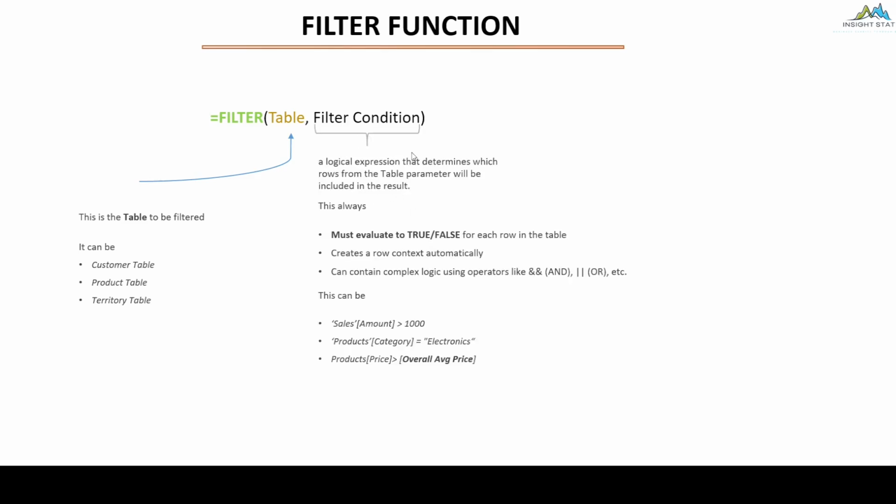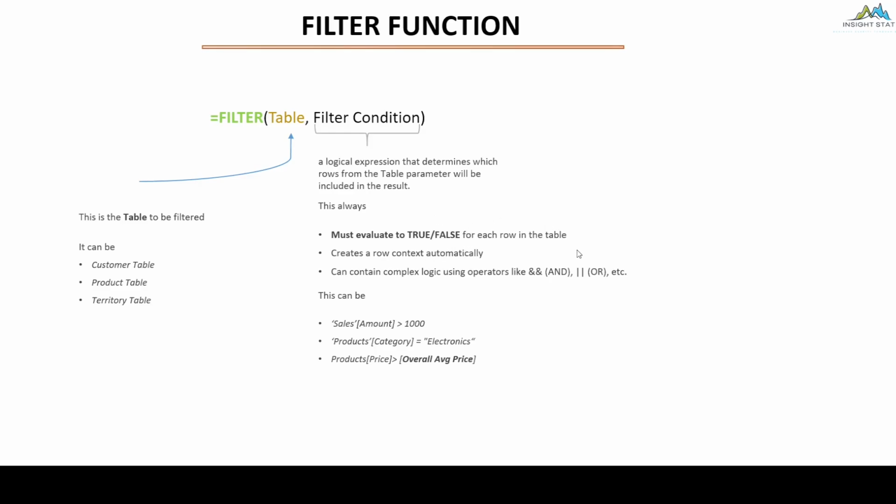This filter expression, or the filter condition, is a logical expression that determines which rows from the table parameter, that is the first parameter, will be included in the result. So whichever rows return true to that condition, or meet that condition, will be returned in the subset table. Now, this expression or condition must always evaluate to true or false for each row in the table.